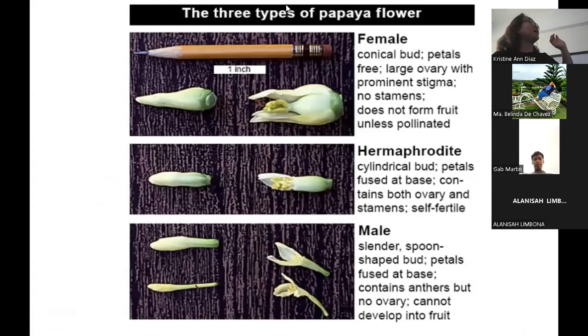For papaya, there are three types of papaya flower: female, male, and hermaphroditic. These are the flower characteristics of the female. If the flower is rounded, it is female, but if elongated, it is male. And the hermaphrodite is medium size.